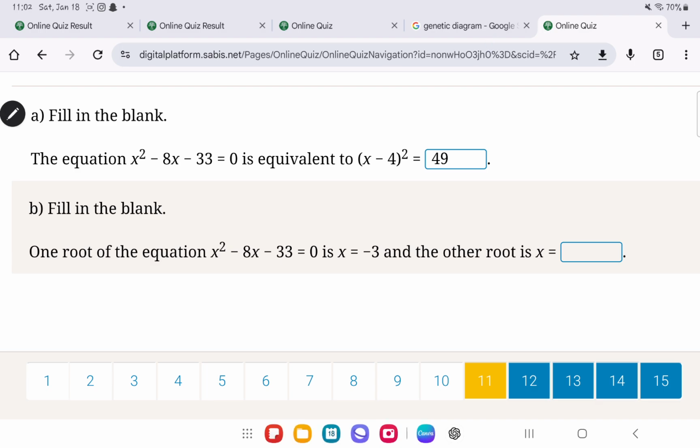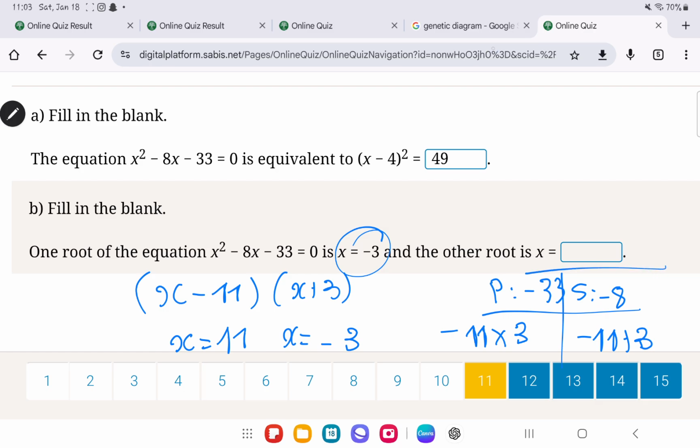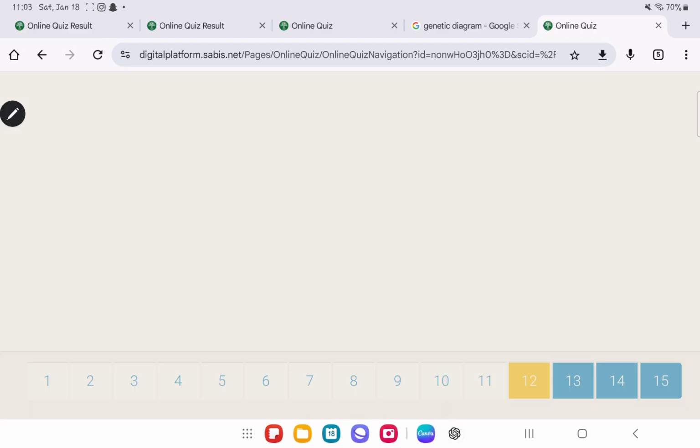Now, they need us to find the roots. Very simply, to find the root, you can apply literally anything. We can apply the product sum method. What gives us a product of minus 33 and a sum of minus 8? Very simply, minus 11 times 3 and minus 11 plus 3. That means x minus 11 times x plus 3. So x is equal to 11 and x is equal to minus 3. They already give us x is equal to minus 3.